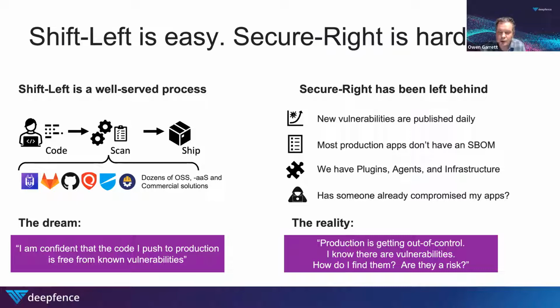The reality is that shift left is not the last word in securing production applications today. It's a really important step in ensuring that applications that are pushed to production are as secure as possible. But application security teams commonly report that production is out of control. They don't know fully what's running in production. They're confident that vulnerabilities exist, but they don't have a way of identifying those vulnerabilities or indeed determining whether those vulnerabilities pose a real and present risk to the application. And that's the problem that Deepfence ThreatMapper sets out to solve.